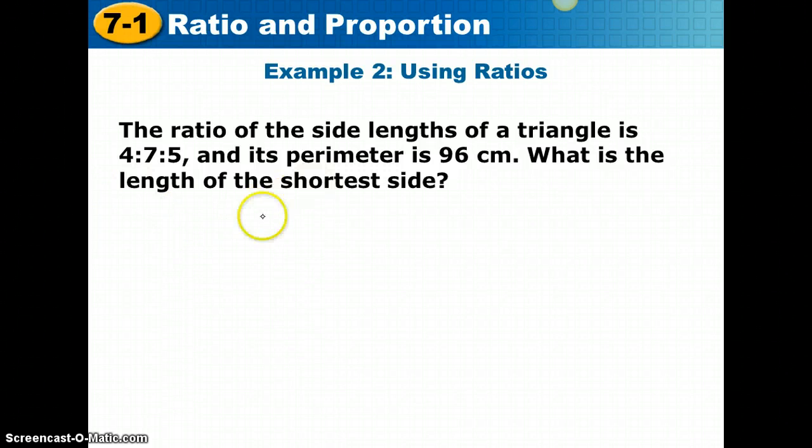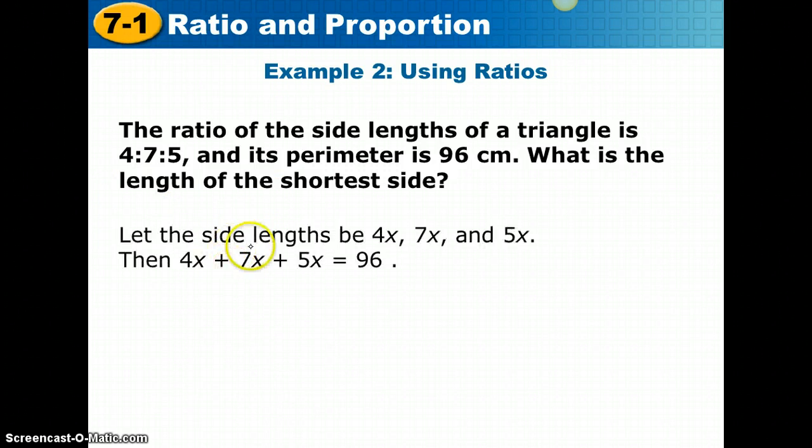Rather than use that, we can set up an equation by letting the side lengths be called 4x, 7x, and 5x. The same multiple of 4, 7, and 5. X is going to be the same number in all three cases. Then if I add these expressions to get the total 96, I only have to solve this equation using my algebra skills and find out what x is to find out what 4 times that value is as the shortest side. So let's solve this equation.